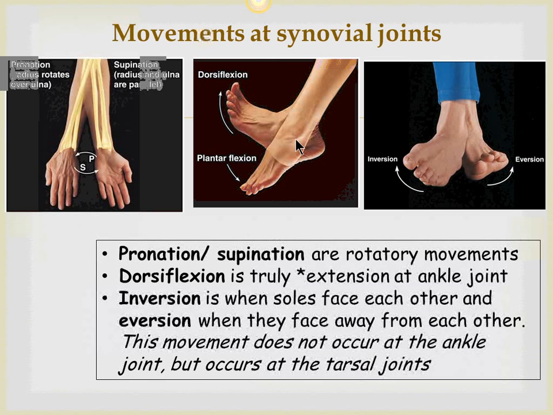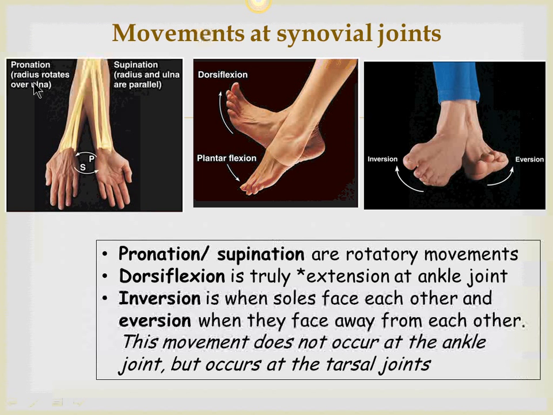So here are some other movements which take place at specific areas, so they're not seen in all joints. One is the movement which occurs in the forearm, the movement of pronation and supination. Pronation is a rotatory movement where the radius moves over the ulna and your palm faces down. You can see where the radius here has moved over the ulna and the palm is facing down. So the forearm bones are one over the other. Can you see that? That is pronation.